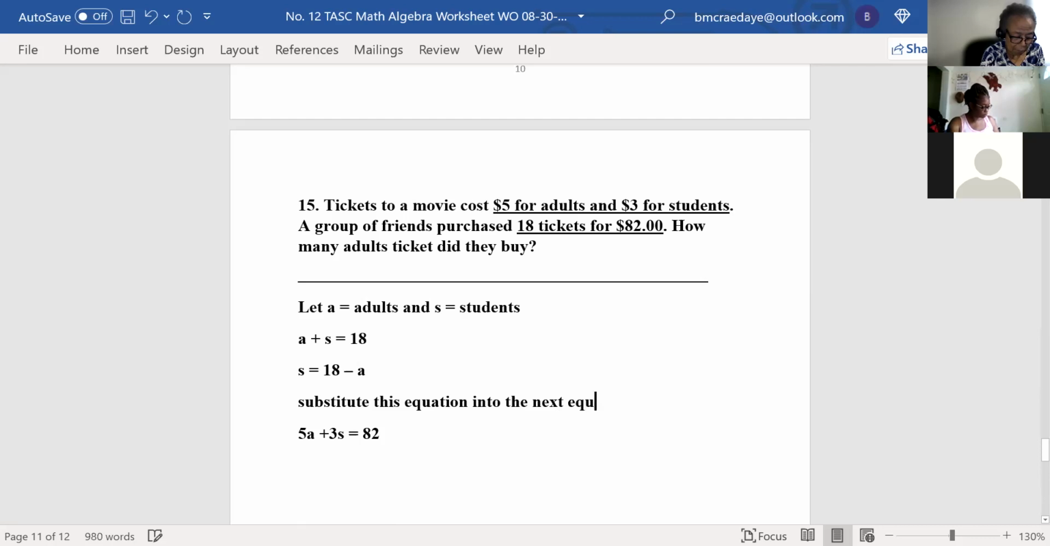Okay, so we can take this S and substitute it here, right? And then we'll just have A unknown. So let me just copy this. Now we're going to put in for S, 18 minus A. Now we just have one unknown.